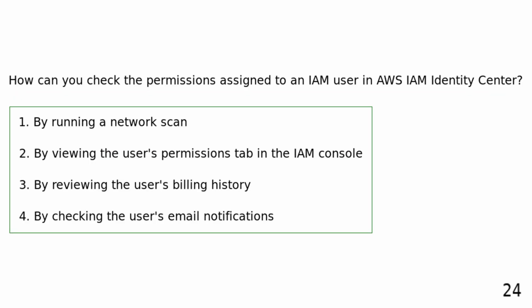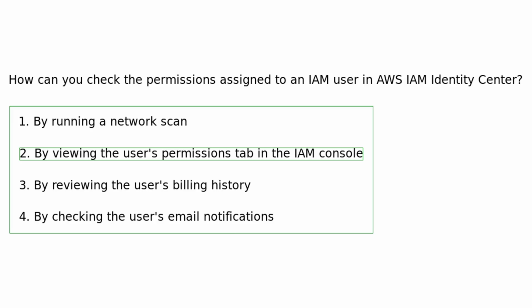How can you check the permissions assigned to an IAM user in AWS IAM Identity Center? By running a network scan. By viewing the user's permissions tab in the IAM console. By reviewing the user's billing history. By checking the user's email notifications. You can check the permissions assigned to an IAM user in AWS IAM Identity Center by viewing the user's permissions tab in the IAM console, which displays the policies attached to the user.